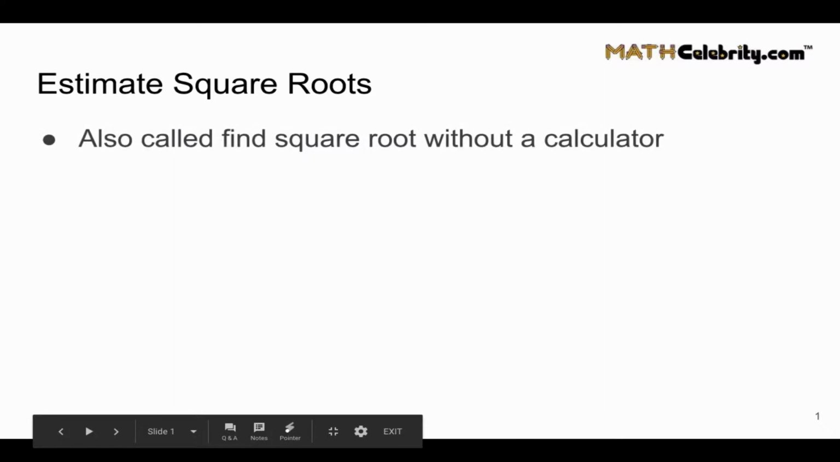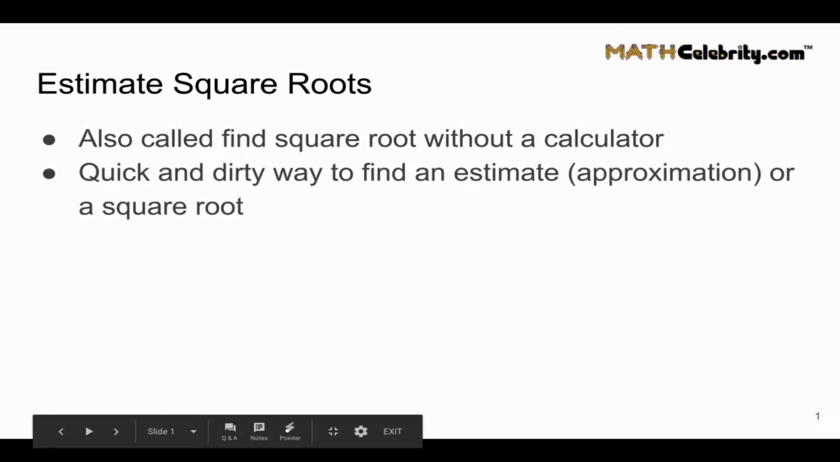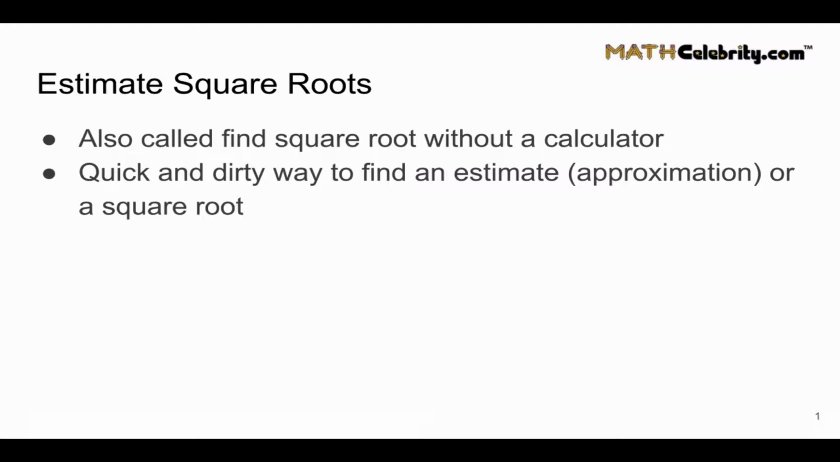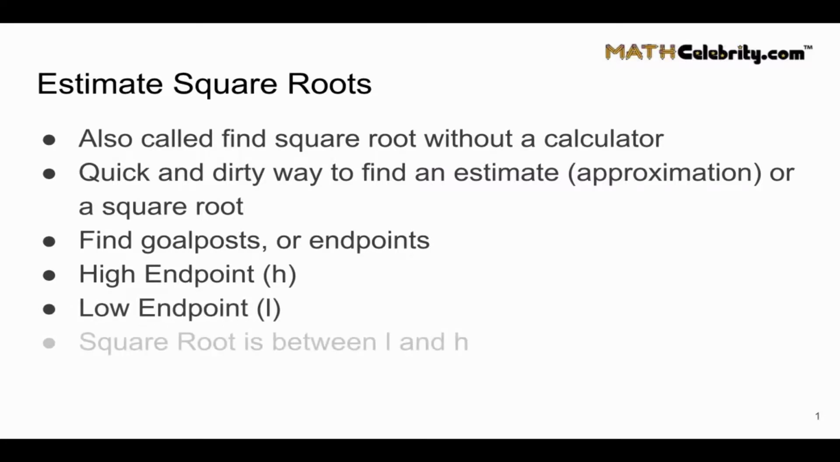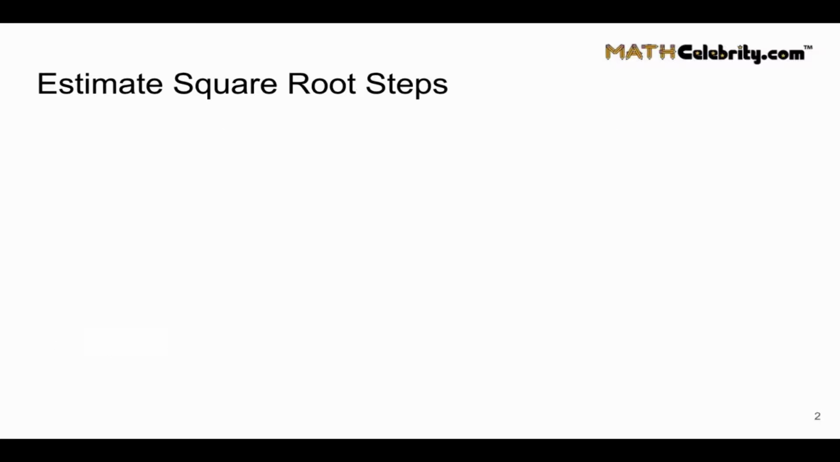When you estimate a square root without a calculator, it's a quick and dirty way to find an approximation of a square root. What you're going to do is find goalposts or endpoints, and you're going to find two endpoints. The first one is called H, or your high endpoint. The second one is called your low endpoint, or L. Your square root estimate is found between L and H. So let's go ahead and estimate the square root steps.